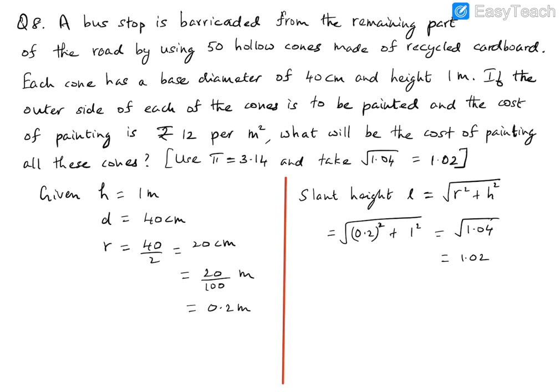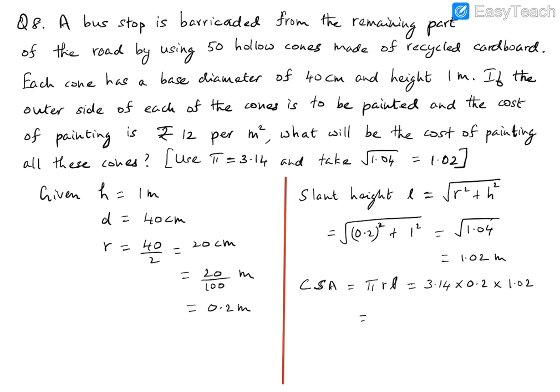So we now have the dimensions of the cone, and from that we can find the curved surface area, which is pi RL. We are asked to use the value of pi as 3.14, so it's 3.14. The value of R we have already obtained previously as 0.2 meters, so that will be into 0.2. And the value of L we have already computed is 1.02 meters, into 1.02.